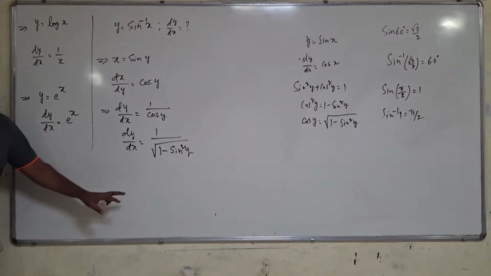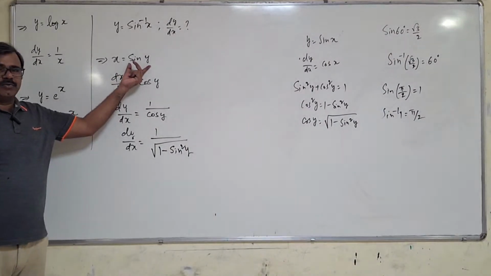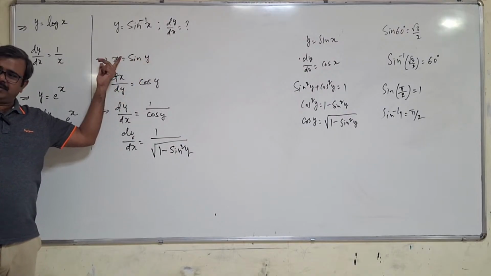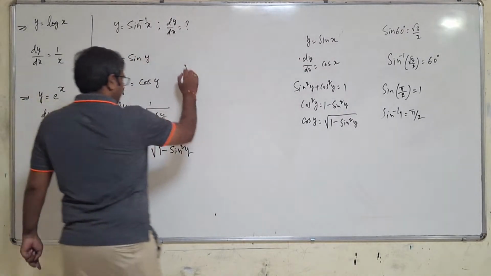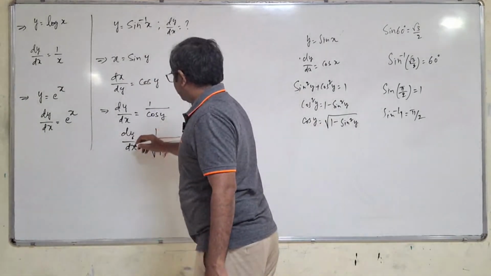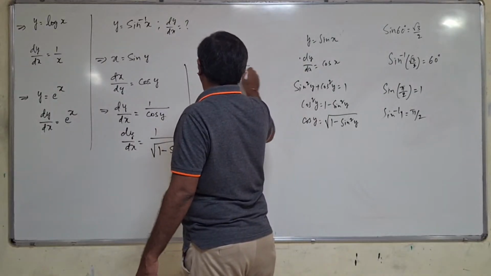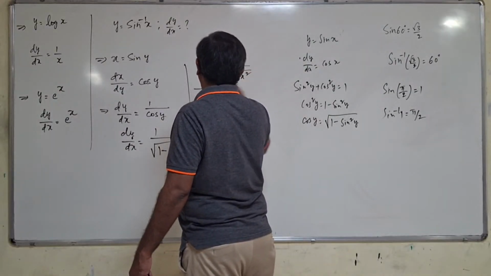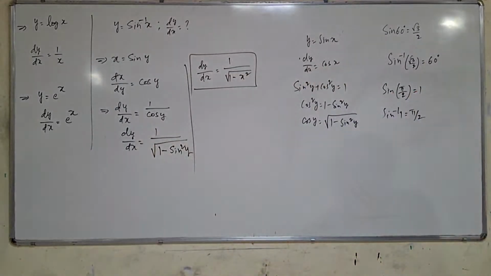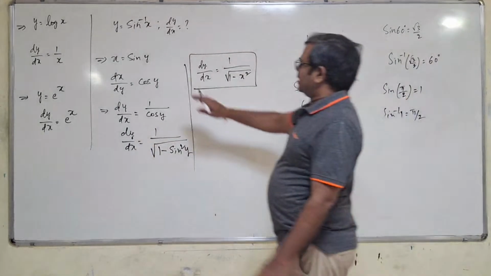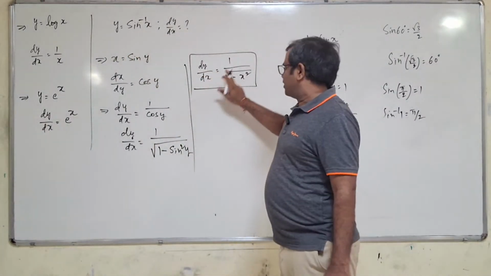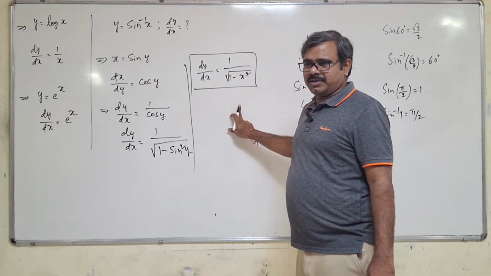Are you following this? Now what is sine y equal to? X. What is sine square y equal to? X square. So what are we getting here? Dy by dx is equal to 1 by square root of 1 minus x square. This is the formula. So when y is equal to sine inverse of x, dy by dx is equal to 1 by square root of 1 minus x square.